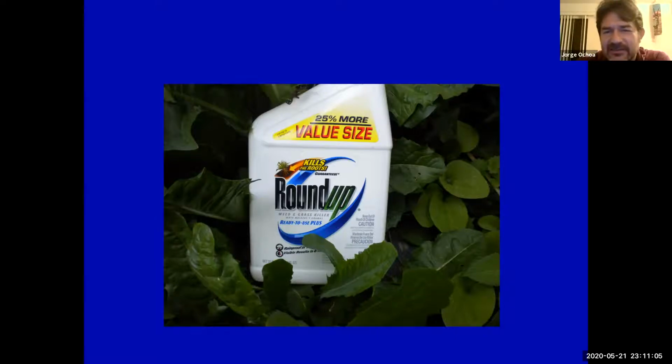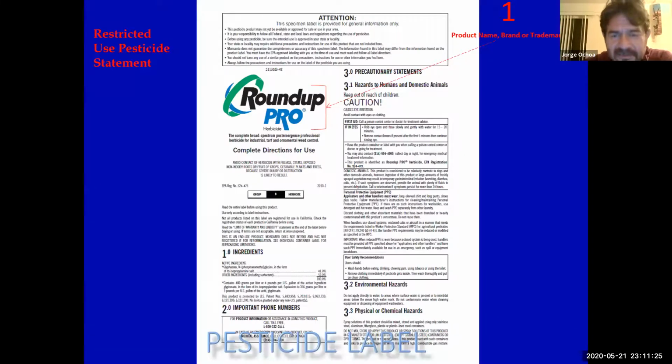So we're going to take just a product. This is going to be Roundup, and we're going to look at some of the specific and important things that you need to be aware of from the pesticide label. So every product has one. So one of the first things that you need to be aware of is the product name, the brand, and the trademark. And so for us, in the pesticide, it's going to be Roundup Pro. That's going to be the name.